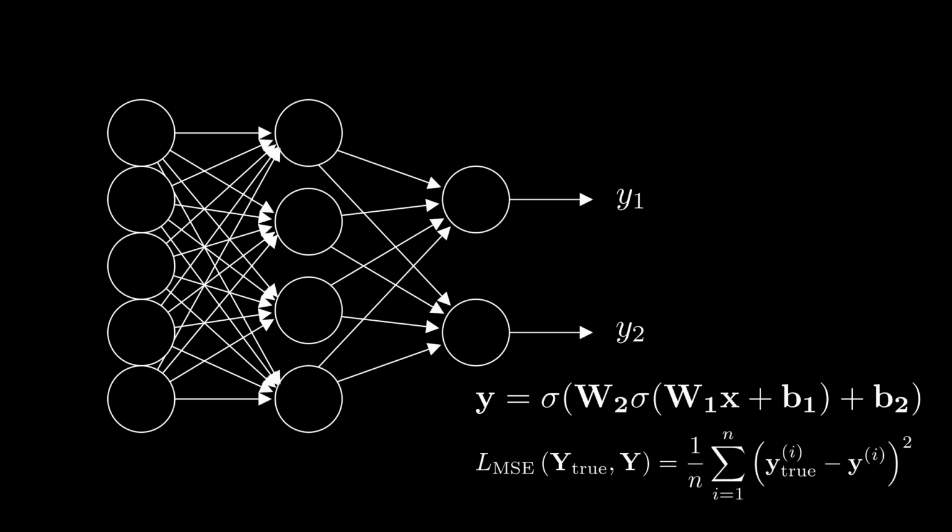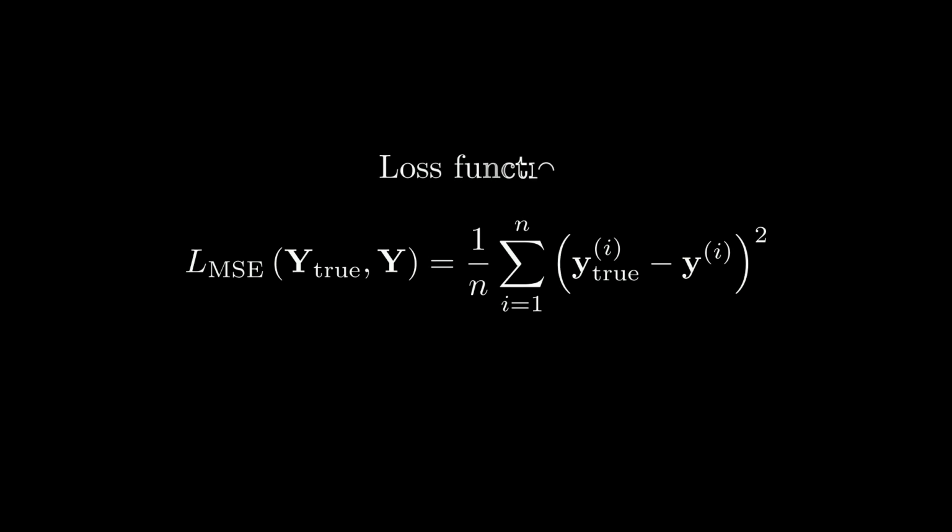We now need to introduce loss functions. For our purposes, we can use the so-called mean squared error as loss. Here you compare a collection of known observations y_true with the predictions of the network, which we call y. You take the difference between all observations and their corresponding predictions, square them, and then find the average.